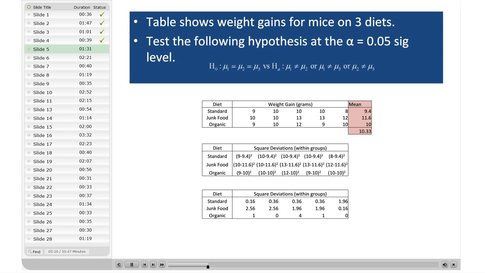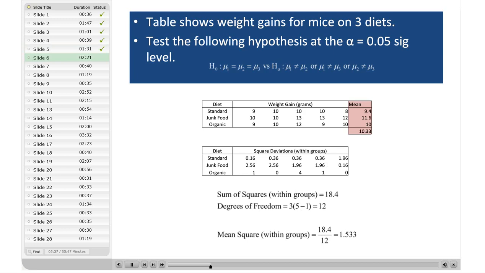So if we take 9 minus 9.4, we get 0.4. Then when you square that, you get 0.16. And that's why the first entry in the table is 0.16. And just proceed in that manner. So all the numbers in this third table are just the numerical results that we get whenever we perform the calculations in the second table.